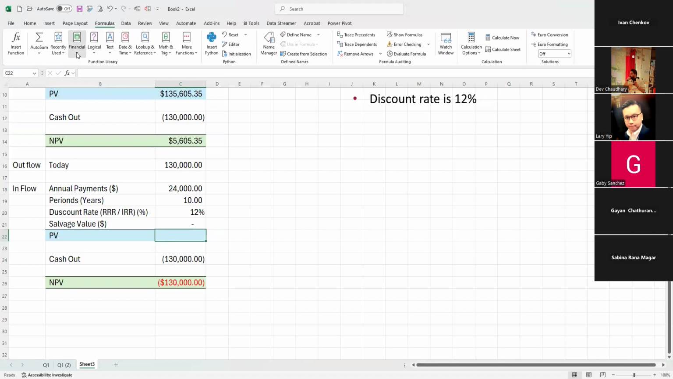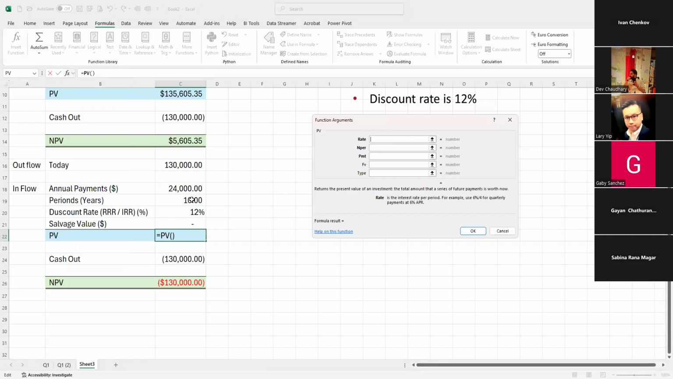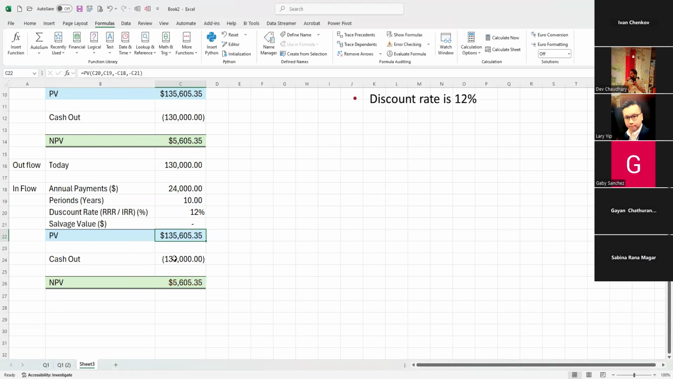Again, formulas, financial calculator, and we go to the present value here. The rate is 12%, number of periods is 10, payments is 24,000. I can enter the payments here. Right now it's a negative. Future value is 0. So our present value is 135,605.